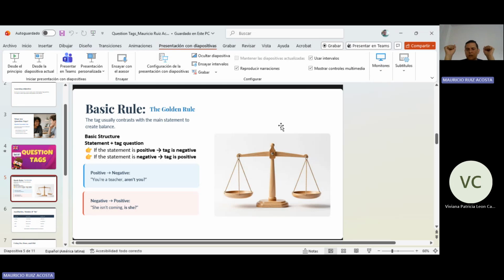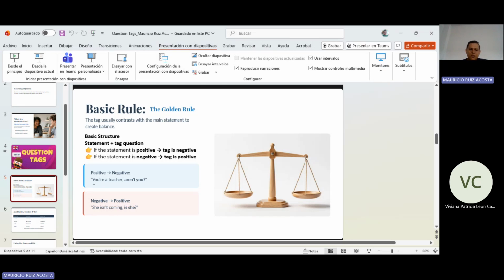For example, I can say, this house is beautiful, isn't it? The first statement is in an affirmative, positive way, and the tag question is in a negative way. We must keep in mind this kind of structure for tag questions.